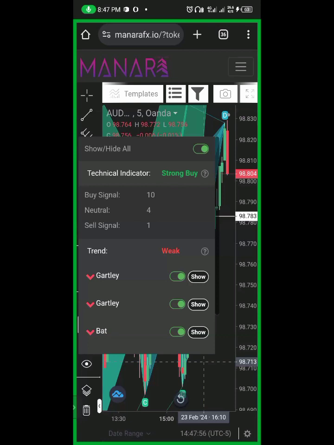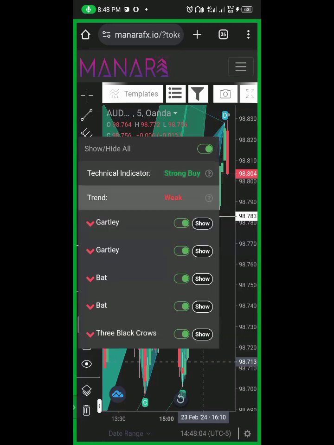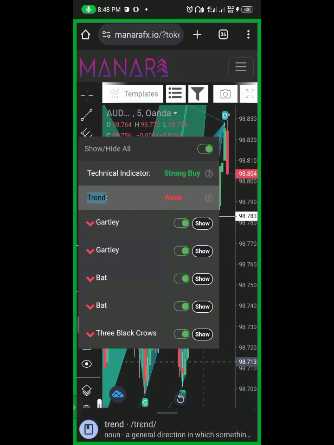What is the second one? The trend. The trend must go in line with the technical indicator. The trend must be synced with the technical indicator. So you have the trend here, and the trend is saying weak. Now, the technical indicator can tell you buy or strong buy, and you now come to the trend and it says weak, you don't buy.